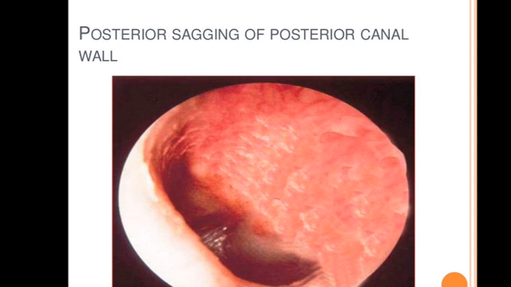And this is what I was talking about. Posterior sagging of canal walls. This canal wall, the normal dimension of the canal wall was like this. The posterior aspect has now sagged. So now the lumen is only this much. Okay, the shiny structure you can see is the tympanic membrane. So these are all telltale signs of mastoiditis.